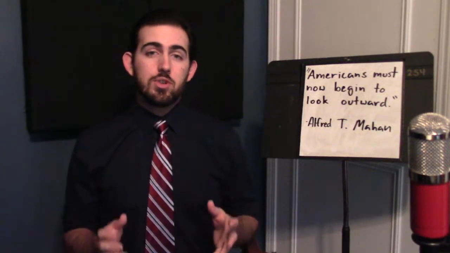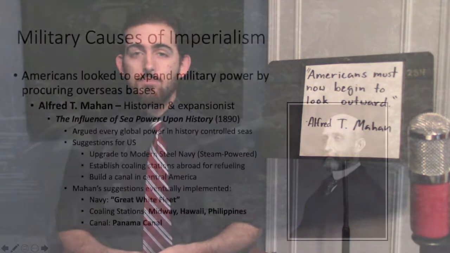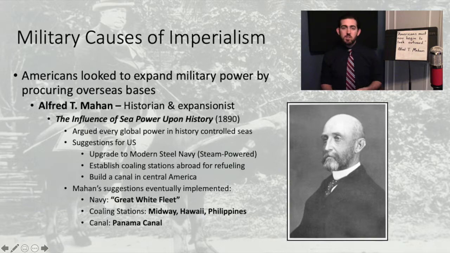There was also a strategic military motivation at work. In 1890, American expansionist and historian Alfred T. Mahan published a monograph called The Influence of Sea Power Upon History. In this book, Mahan argued that the most powerful nations in history all had one thing in common. They controlled the seas. To the extent that the United States wanted to become such a power, Mahan made a number of recommendations. First, he said that the United States needed to update its navy, outfitting it with steam-powered steel warships to replace the wooden sailboats of old.